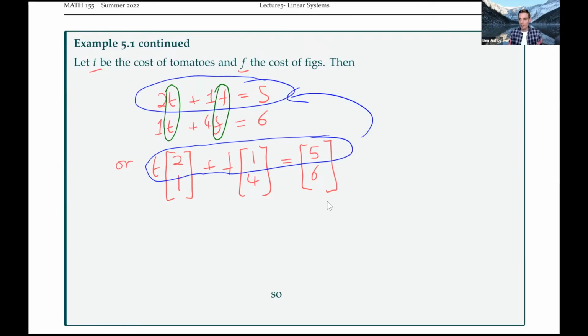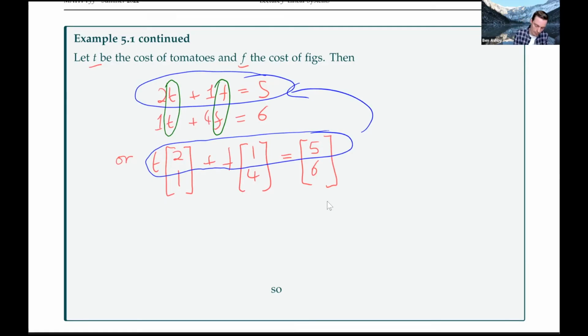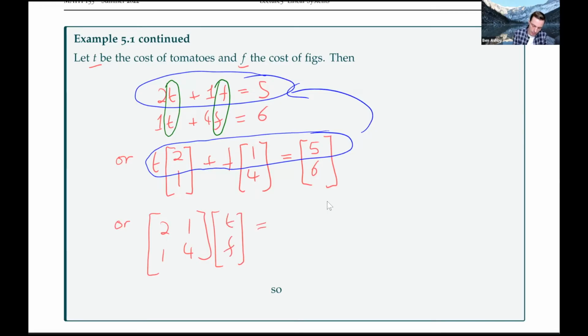And because we can manipulate vectors in various different ways, we can write this as a matrix equation as well. So if we think about the rules of matrix multiplication that we learned last time, we can write this as the matrix (2, 1; 1, 4) multiplied by the vector (T, F) is equal to (5, 6).